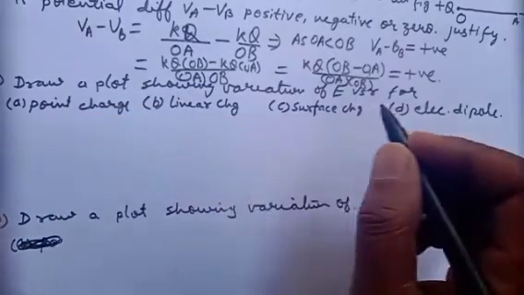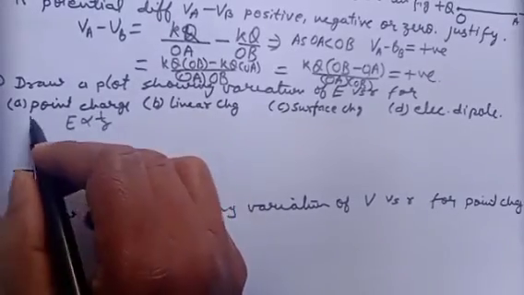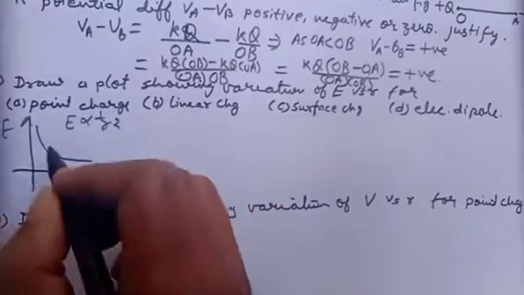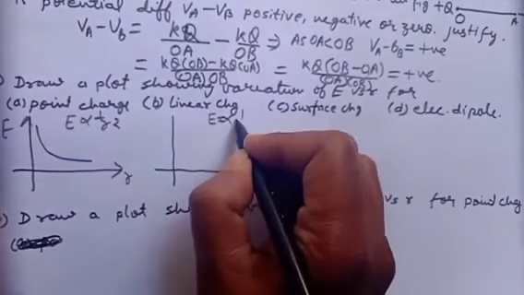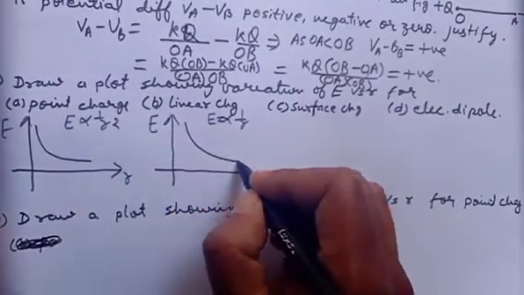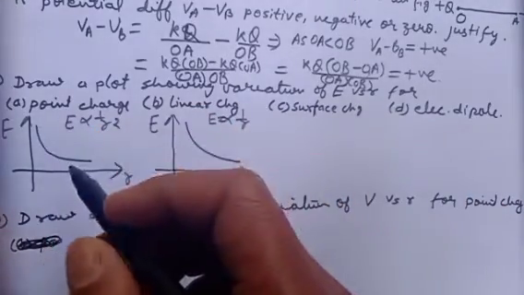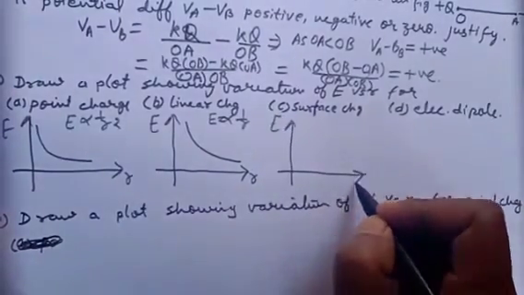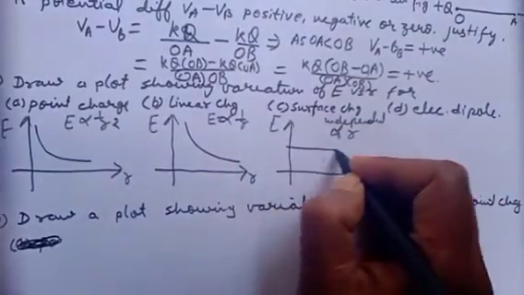Draw a plot showing variation of electric field intensity with R for point charge. We know for point charge, electric field intensity is inversely proportional to R square. There's no measurement, just a schematic inverse proportion graph. If it is R square, its curvedness will be more. Linear charge: we know that for linear charge, electric field intensity is inversely proportional to R. Just go through these formulae also. Again, an inverse proportion graph is similar, but for higher power, it becomes more curved. Surface charge: electric field intensity due to surface charge is independent of R. So it will be like this.